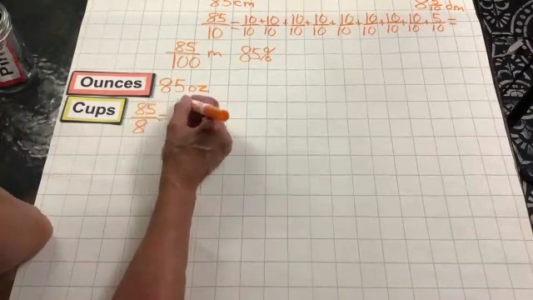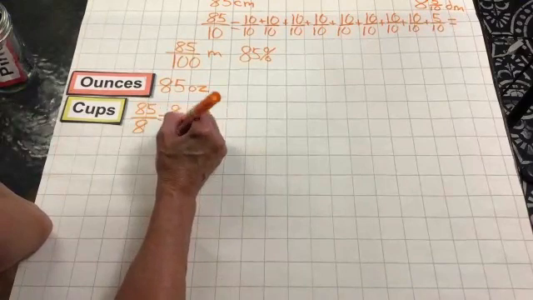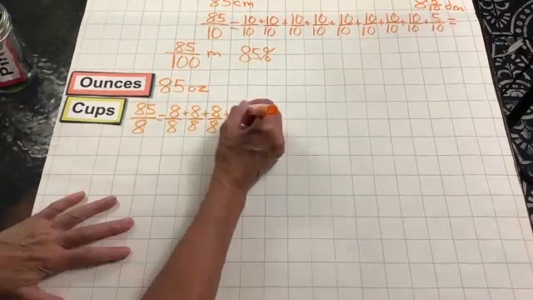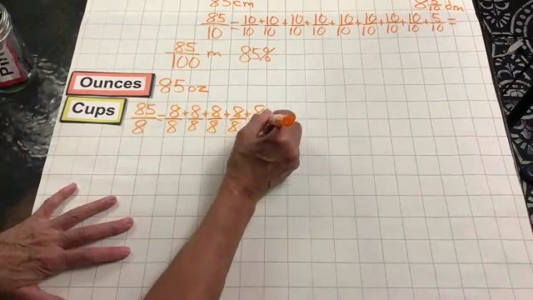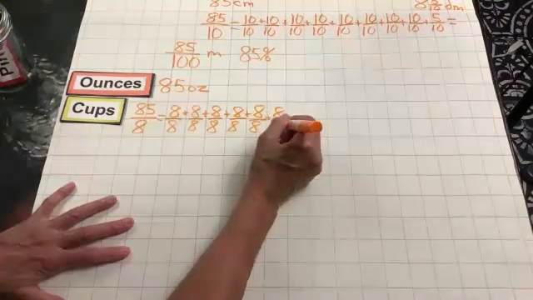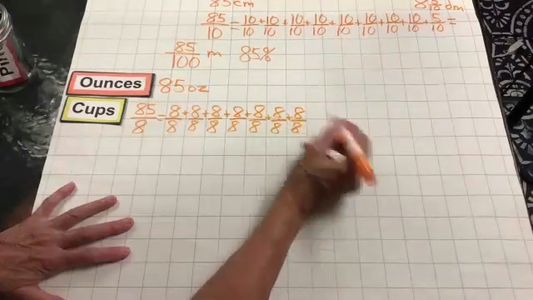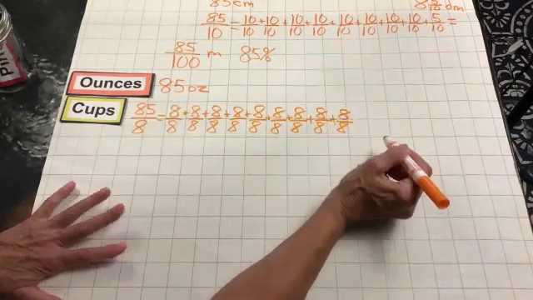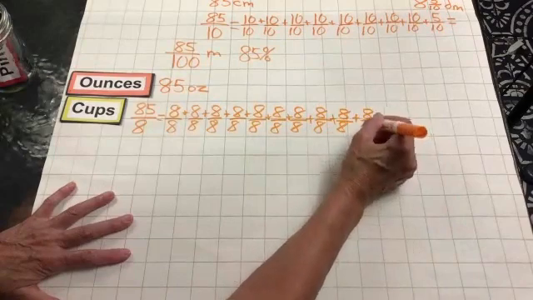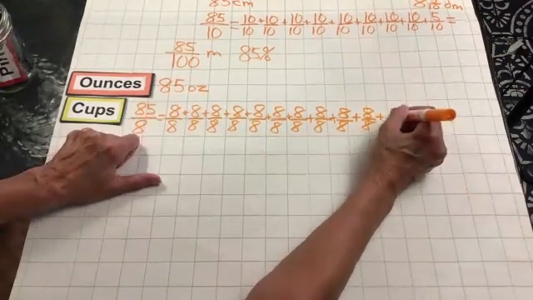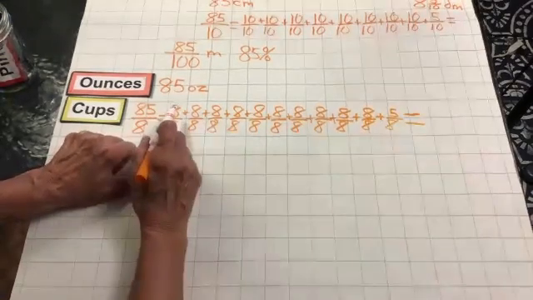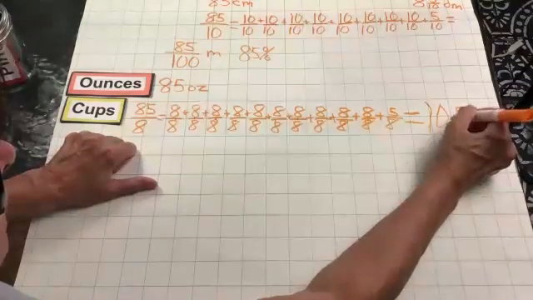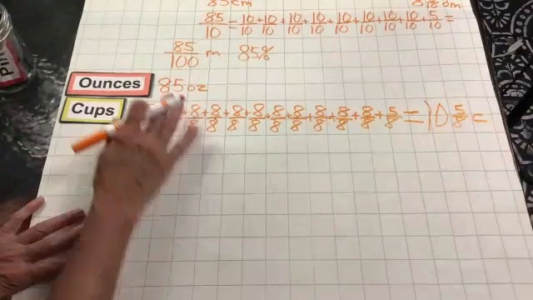So first we're going to get 10 eighths out of that. 10 times 8 is 80. So we're going to get 8 plus 8, which is 16, plus 8 is 24, plus 8 is 32, plus 8 is 40, plus 8 is 48, plus 8 is 56, plus 8 is 64, plus 8 is 72, plus 8 is 80. And then we have 5 more, so we'll put that 5 over 8. So let's see what we have. We have 1, 2, 3, 4, 5, 6, 7, 8, 9, 10 whole cups and 5/8. 10 and 5/8 cups.